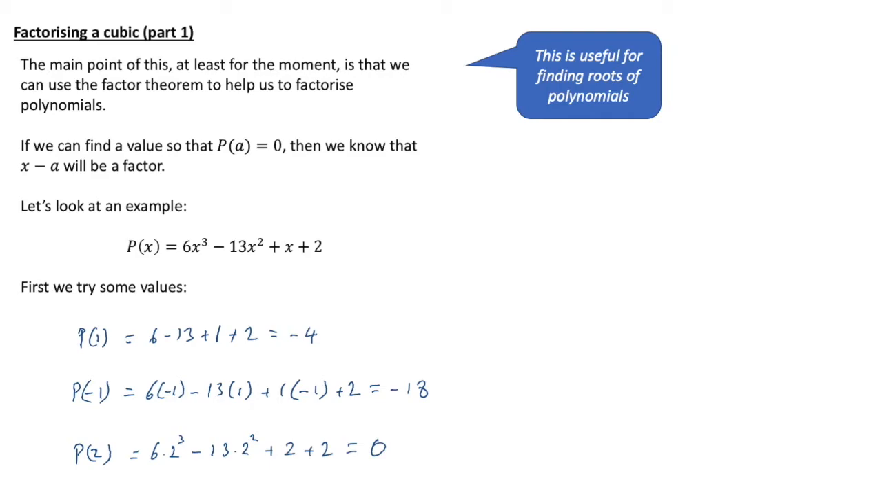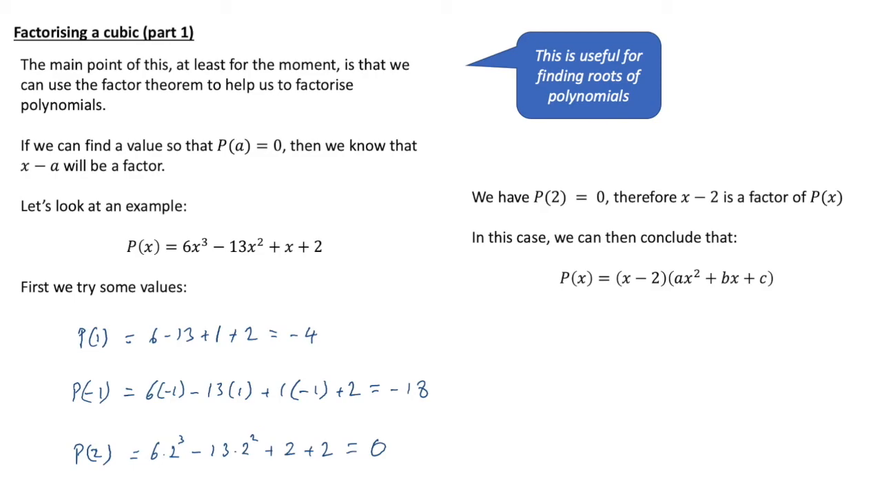So we can say a big hooray because we have P of 2 equals 0, and therefore we know that x minus 2 is a factor of P of x. So that means we can conclude from here that P of x is equal to x minus 2 times ax squared plus bx plus c.